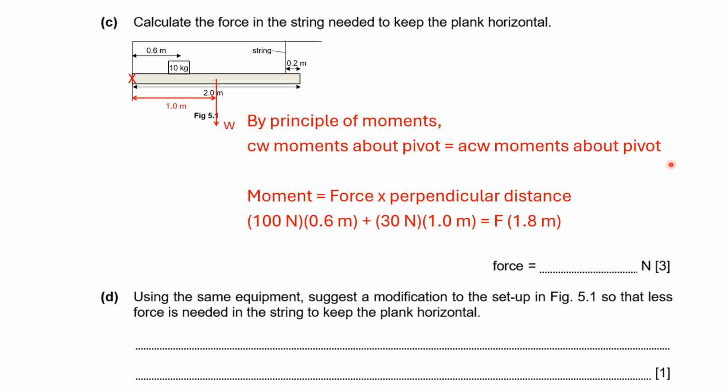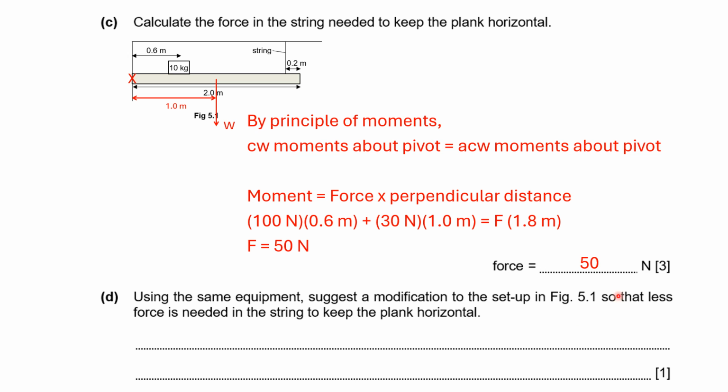I am not going to go through the maths itself, but what we have is our clockwise moments. The weight over here is 100 newtons of the 10 kilogram mass, so that's downwards, providing a clockwise moment, 0.6 meters from the pivot, and then the weight of the plank, 30 newtons, 1 meter away. The force exerted by the string is upwards, which would be anti-clockwise, 1.8 meters away from the pivot. So when you do the maths, you would find that the force is 50 newtons.